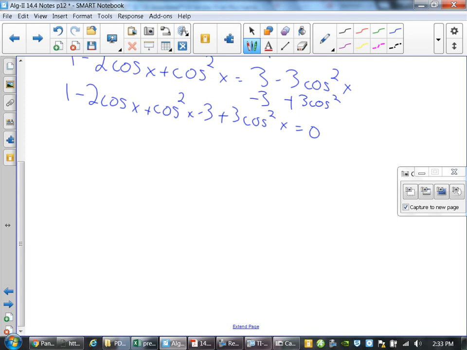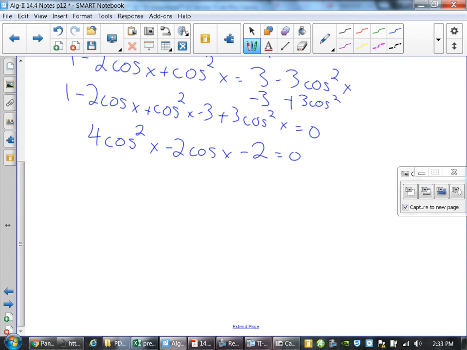I'm going to put it all in descending order by combining like terms. What's cosine squared plus 3 cosine squared? 4 cosine squared x minus 2 cosine x. 1 minus 3? That's correct. At this point, I want you guys to see that it's nothing more than a quadratic equation.